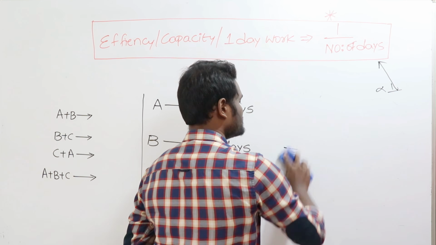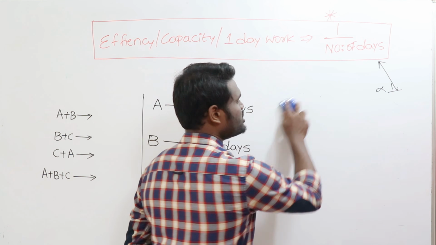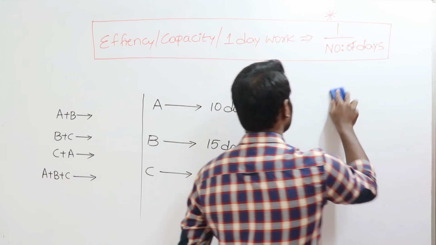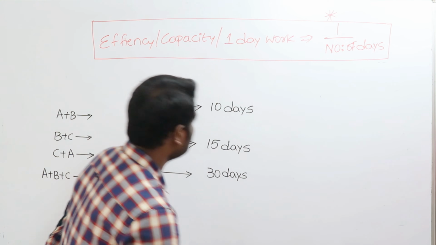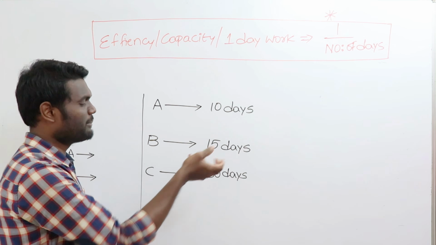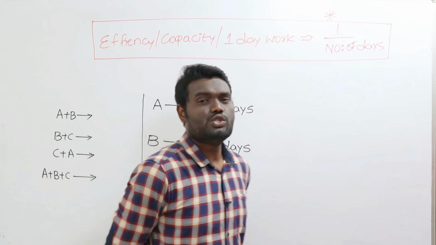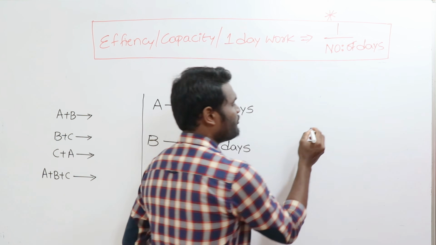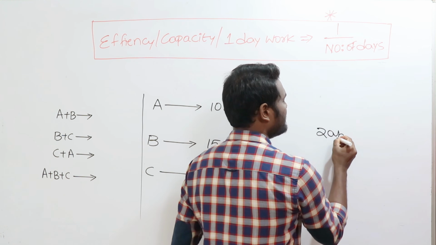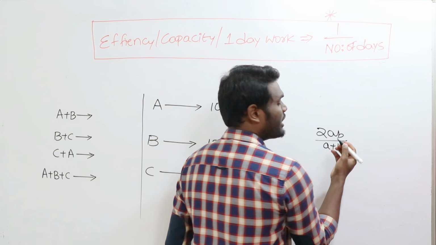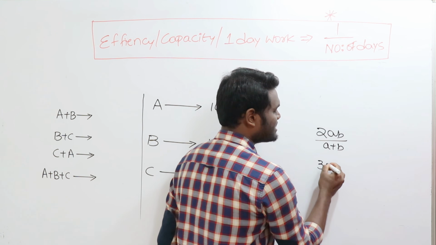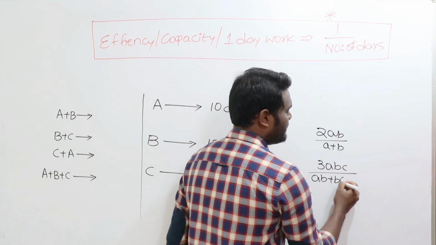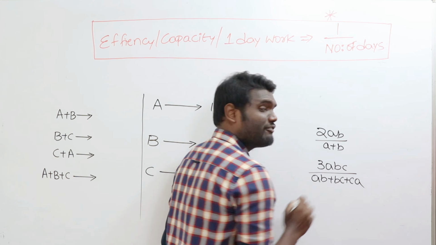Now to solve these questions, most of the questions you can get answers by taking the LCM method. Yes, you can solve with the LCM method, or generally you can go with the general procedure as well, saying 1/10, 1/15, 1/30 and all, but it consumes some time. Or you can have a formula as well. If 2 persons are going to work, the formula will be 2AB by A plus B. Or if 3 persons are going to work, then it is 3ABC by AB plus BC plus CA.